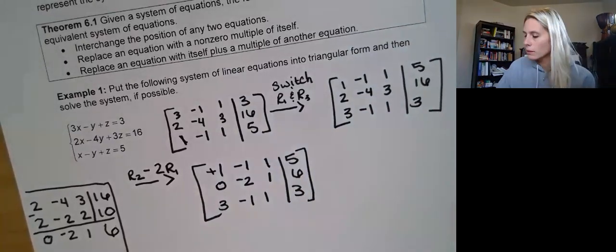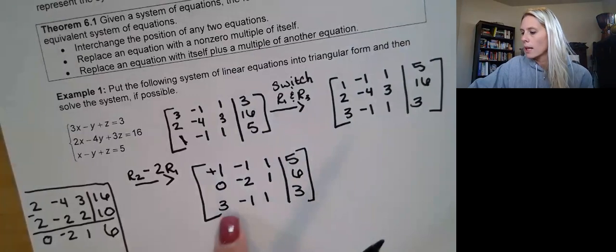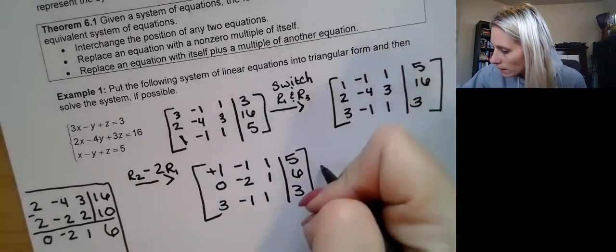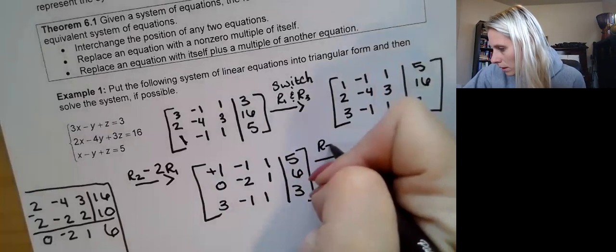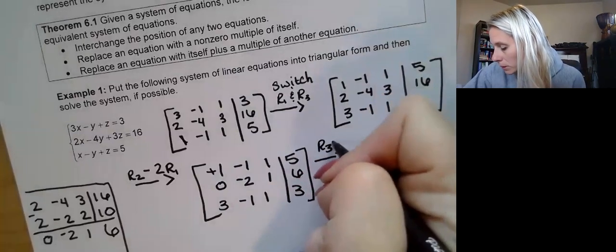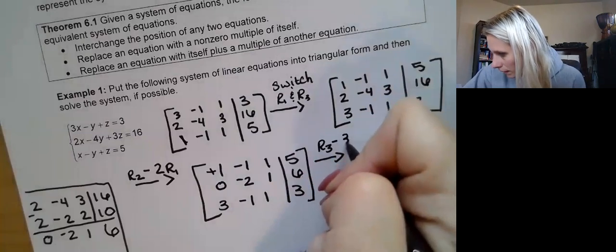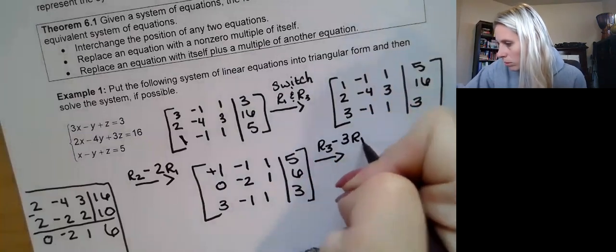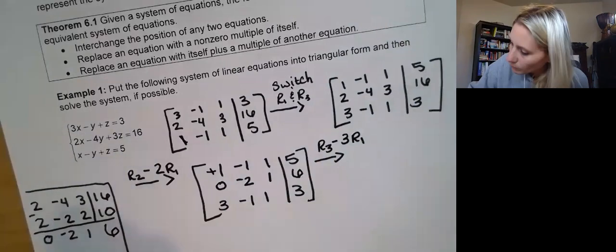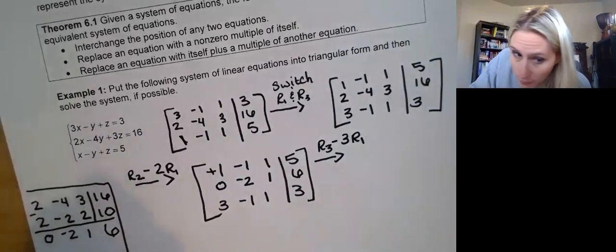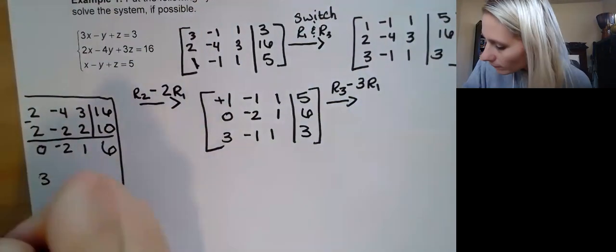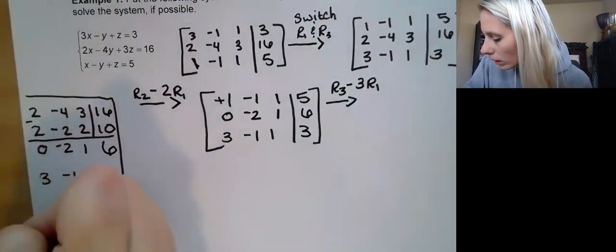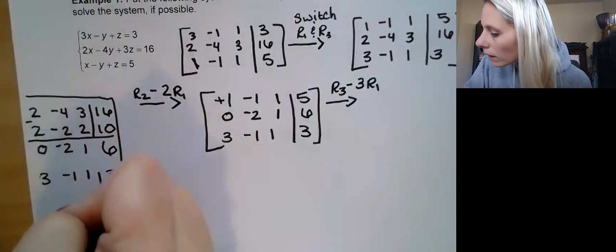Well, I also need to make this 3 a 0. How could I do that? Well, I can take that row 3 and subtract 3 of row 1. So 3, oh, you guys can't see that, can you? There we go. 3, -1, 1, 3.